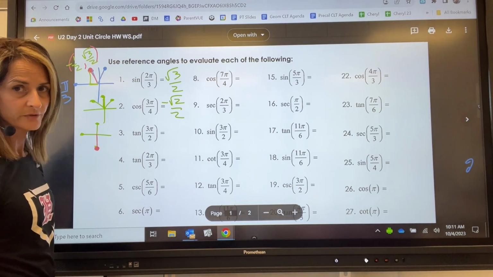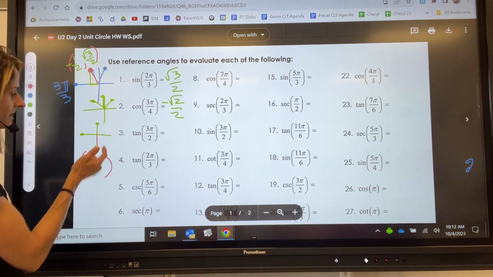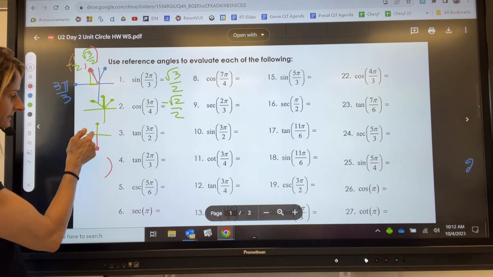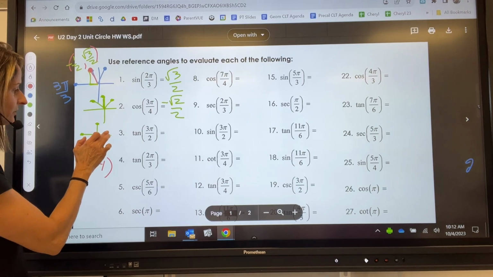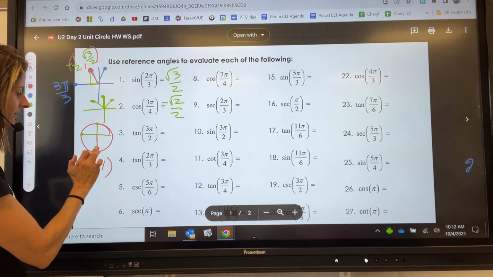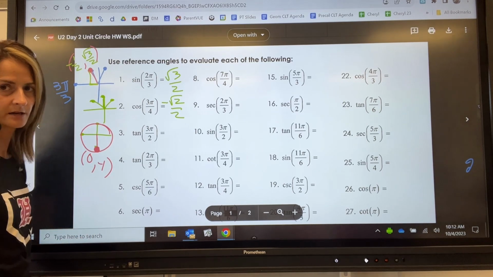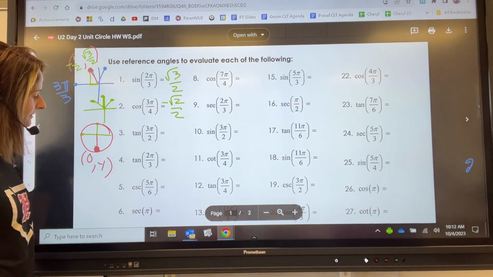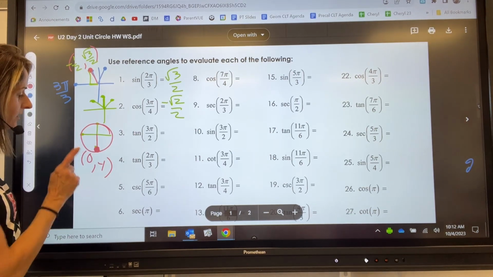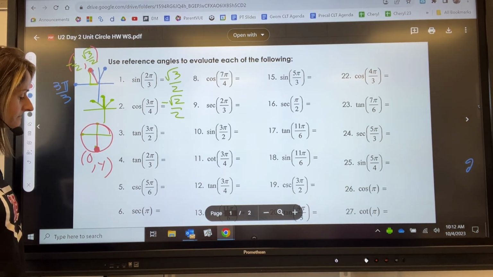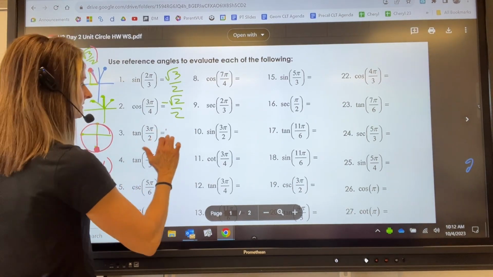The tangent of 3 pi over 2. Tangent is y over x. What's this ordered pair? The x distance is 0, and the y distance is -1. This is a circle, remember? And that ordered pair is x value is 0, y value is -1. Tangent's y over x. So what's that going to be? -1 over, what's anything over 0? Undefined.